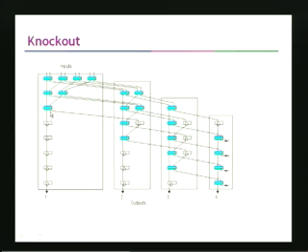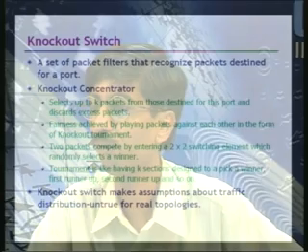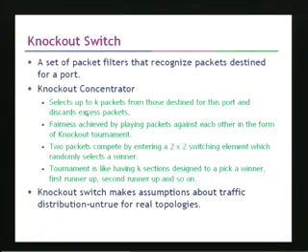As you can see, finally we will get one winner from here, one winner from this level, one winner from this level, and one winner from this level. So, it is like playing a tennis tournament, and finally we will get 4 winners. In a knockout concentrator, you select up to k packets from those destined for this port, and discard the excess packets. In this example there were 8 packets destined for the port, the switch is running at k times the speed, and you need to select only 4 packets and discard 4 packets.